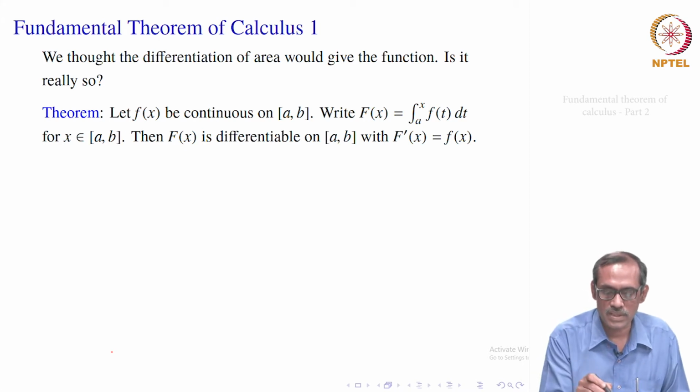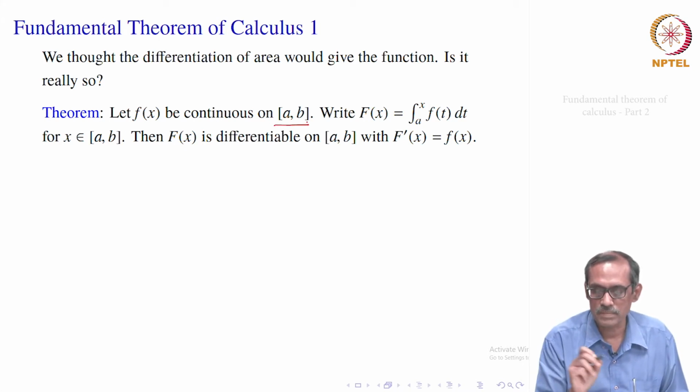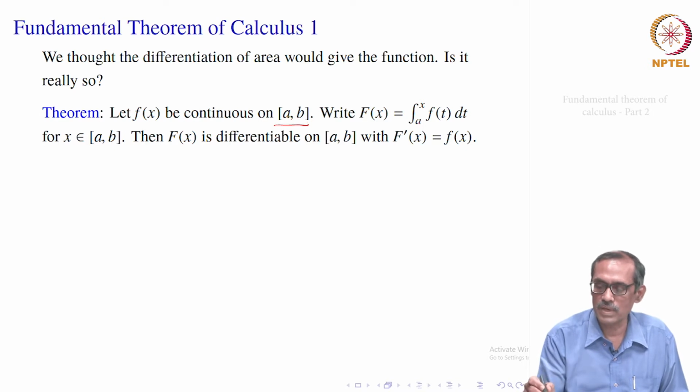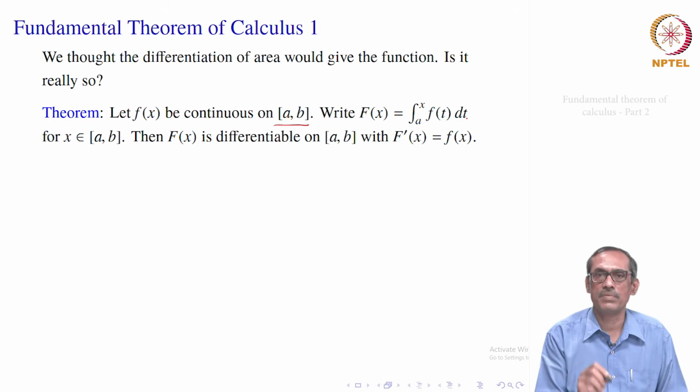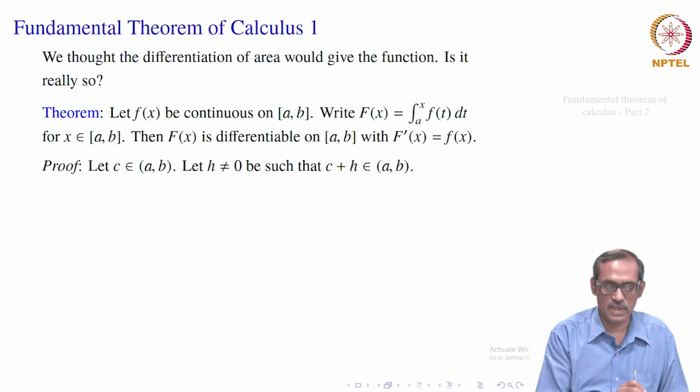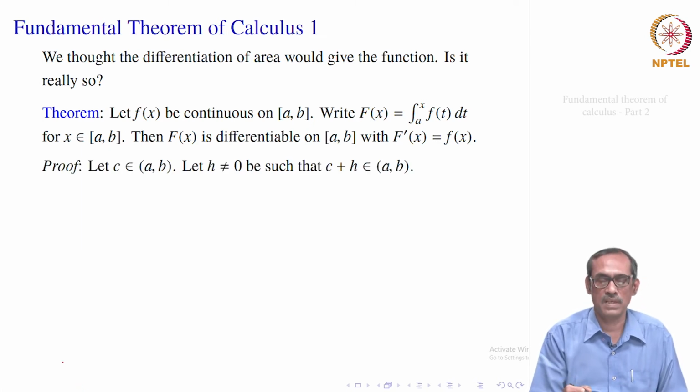So, now the conditions are f of x is continuous on a b, and then we know integral a to x f t dt exists. So, call that the function capital F of x. Now, all that we have to do is show that this capital F, which is a to x f t dt, is differentiable and its derivative is equal to f of x at any point x inside this closed interval a b. Okay. So, to show this, let us start with some point c inside the open interval a b. We will come to the end points later.